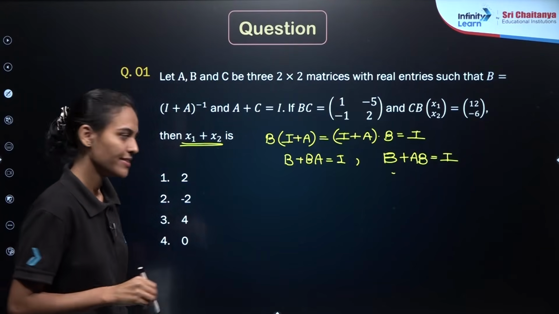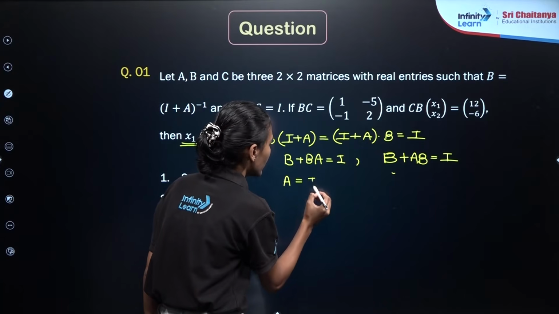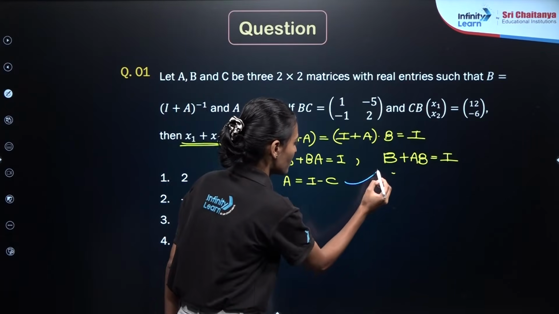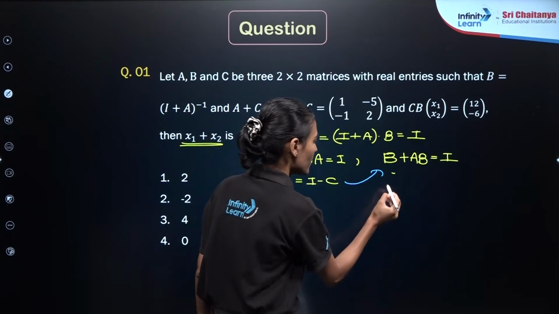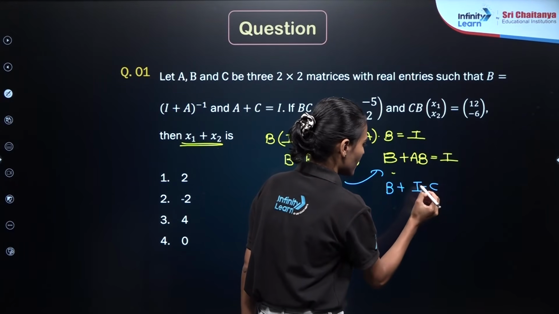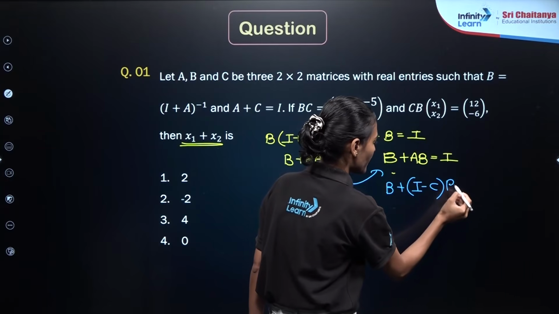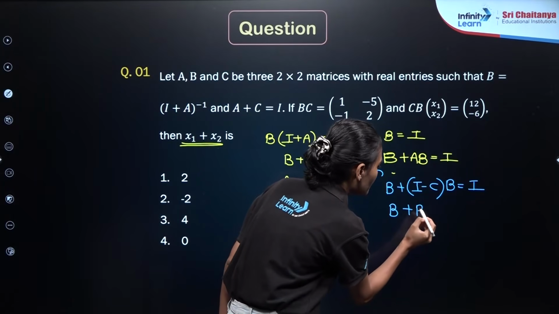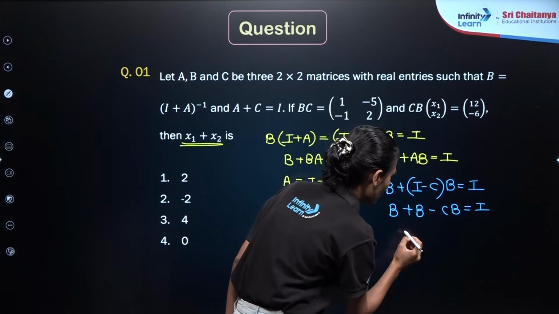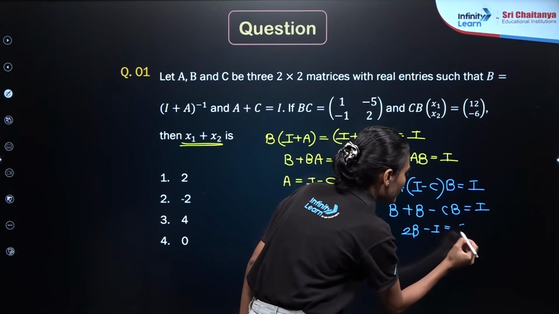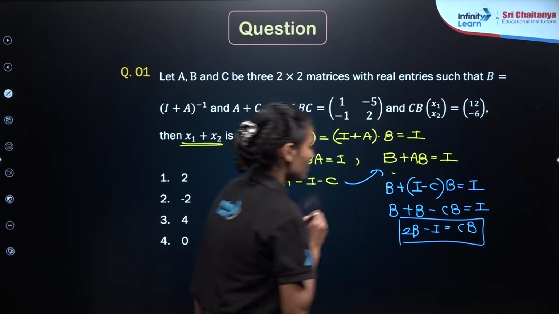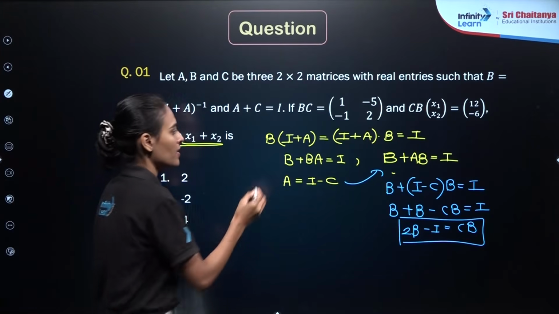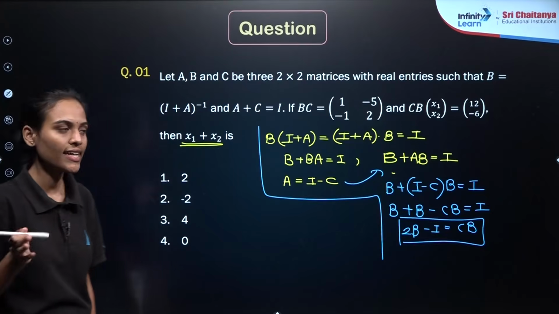Next you have A plus C identity. So from there I can have A is equals identity minus C. I will substitute this value of A in this equation. Then I will get this to be what? B plus A is I minus C into B equals to I, right? So from here you will get this to be B plus B minus CB equals to I. So this is nothing but 2B minus I equals to CB. This is one more relation we got in terms of CB where you need to find CB into column matrix x1, x2. Now let us start with a 2 cross 2 matrix that they have given in detail.